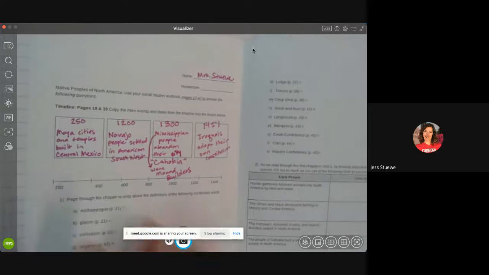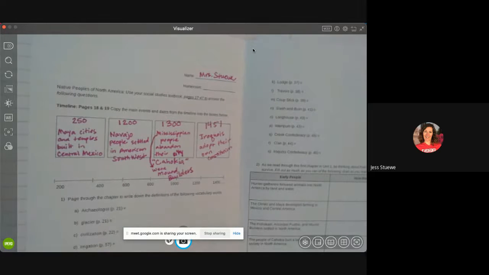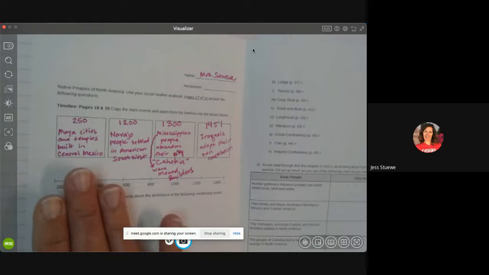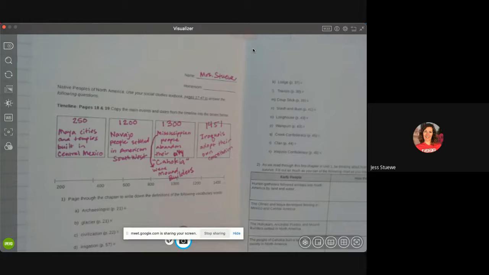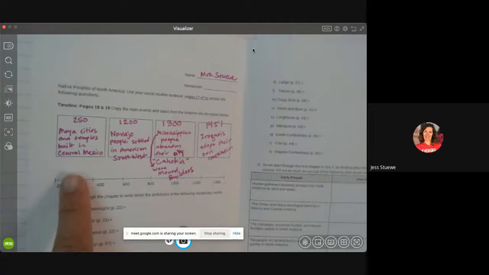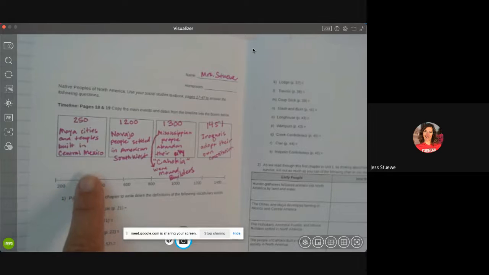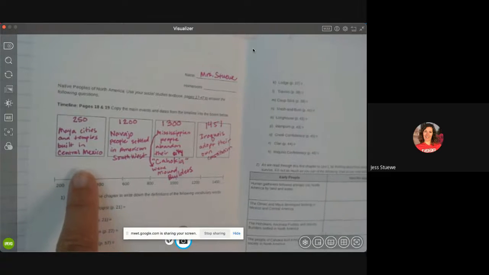There were people that existed across the world in earlier times than these, but these are some of the earliest people we have evidence of that we are going to study in this class. The Maya and the Olmec were some of the oldest cultures that we will study in our class.